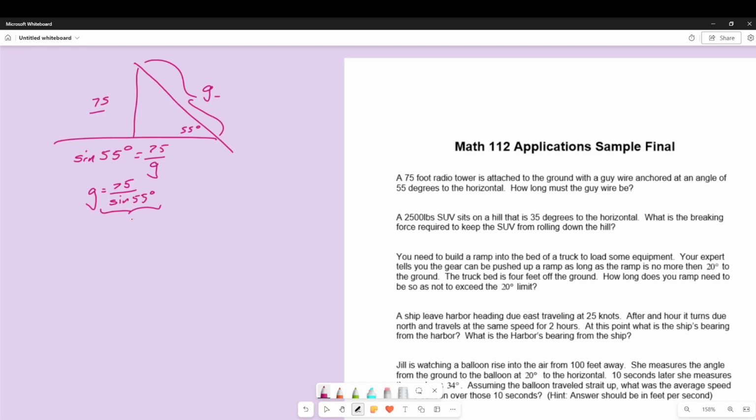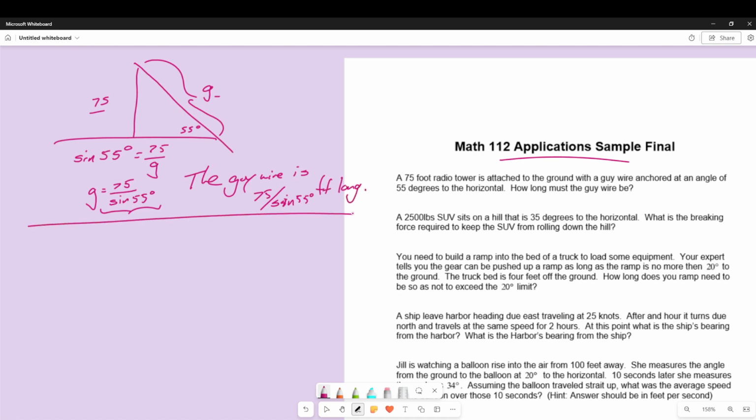Now that answer is a perfectly fine exact answer. If you want to come up with a decimal approximation for it, that would be fine. It would probably be, I don't know, somewhere in the 60s. But since these are all application problems, they should be answered in sentences, so a decimal approximation is probably most appropriate. So something like "the guy wire is 75 divided by sine 55 degrees feet long" is fine. They don't have to be complicated sentences. But if you want to use a decimal approximation, go for it.